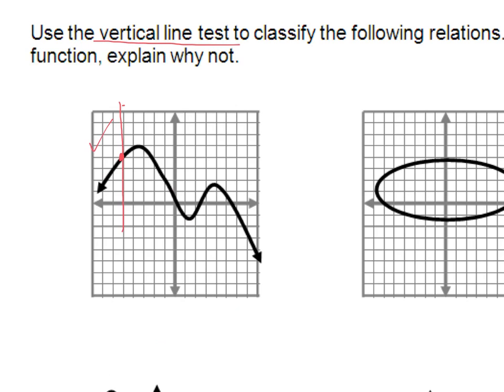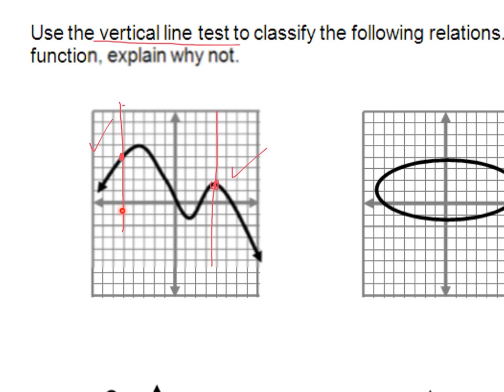I have to try another one. This vertical line touches the graph in 1 point as well, so we're good so far. So if you do a vertical line test, it should touch the graph in 1 point. If it touches in more than 1 point, then it's not a function. Since here every vertical line cuts the graph in 1 point, yes, it is a function. Now, let me try the other one.